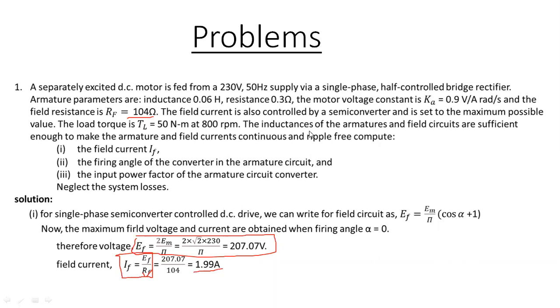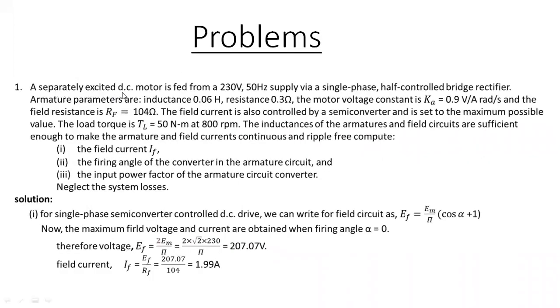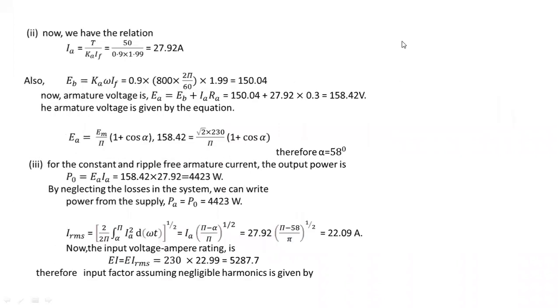1.99 amperes. Okay, so this is how we can calculate the field current. Similarly, for the second point, we need to calculate the firing angle of the converter in the armature circuit. This is a separately excited DC motor, which means the armature is a separate circuit and the field is a separate circuit.